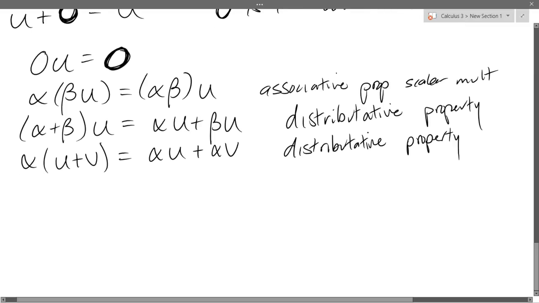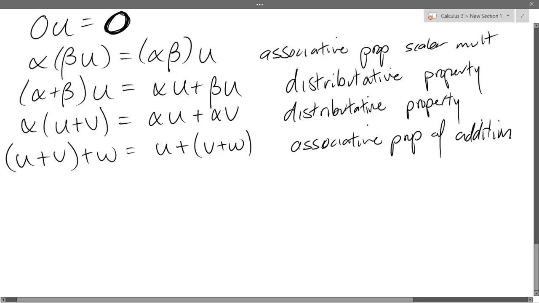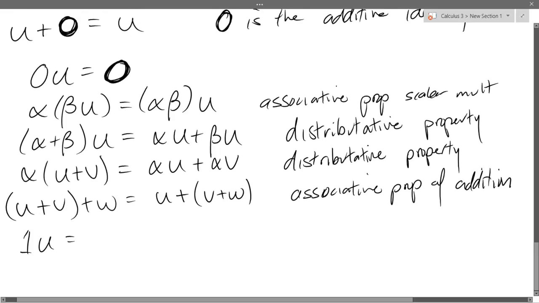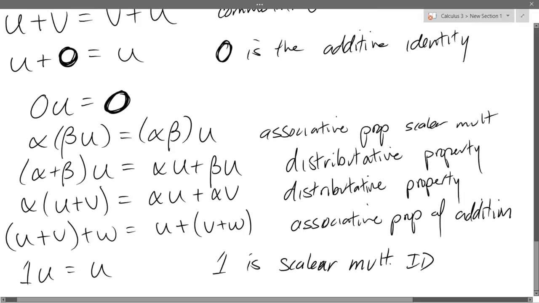Properties. So we, of course, have the regular associative property of addition. How about the number 1 times the vector u? Think about scalar multiplication. What does multiplying 1 into a vector do? Basically, it doesn't do anything. It gives you the same vector. So we're going to get 1 times u is u. And this is what we call the scalar identity. So 1 is the scalar multiplicative identity, whereas 0 was the additive identity.